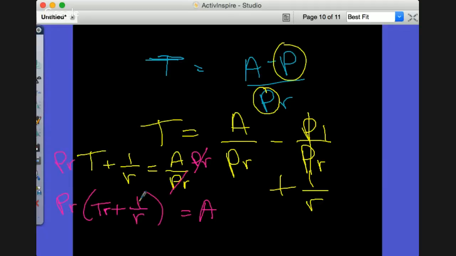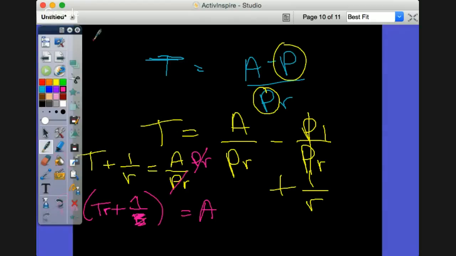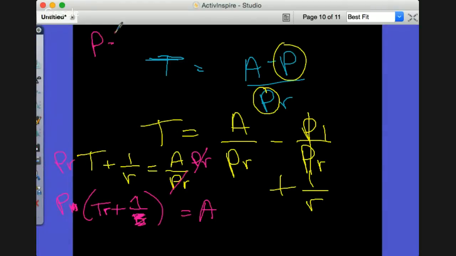R would be on the top, right? It'd be R over R, which would just be 1. So it actually would cancel here, just leaving me with 1 right there. Okay. So here's what I've got. Can you see this up here? P times TR plus 1 equals A. That's really what we have now.